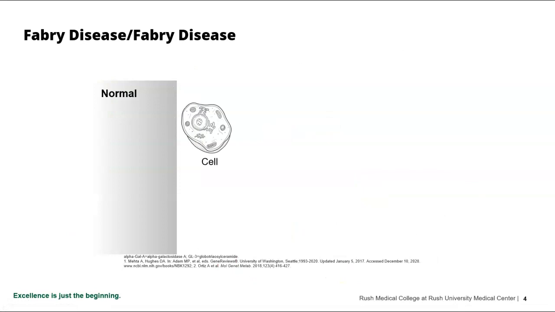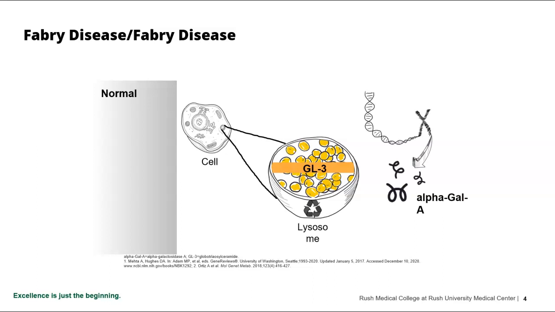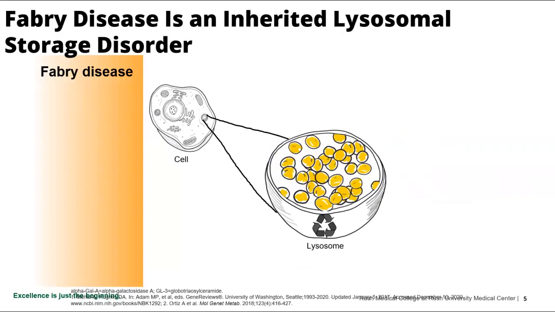So let's talk about Fabry disease. Our cells, as I said, are very efficient. So whenever we want to get rid of something, we send it to the lysosome. In the case of Fabry disease, it's something called GL3, which is a glycolipid. It goes to the lysosomes to get broken up by this enzyme alpha-galactosidase A. And life is good. It's all metabolized, so everything's great.